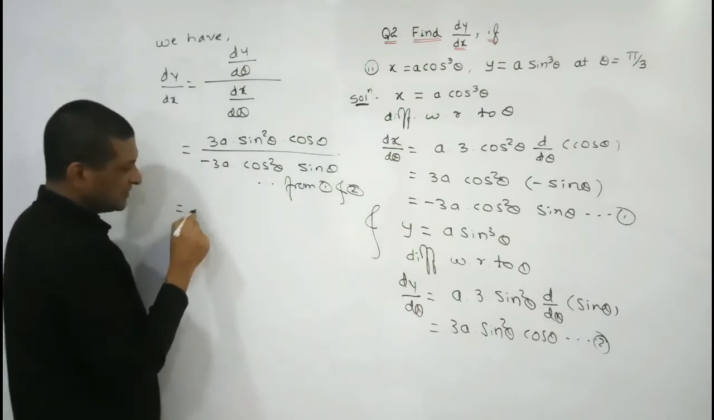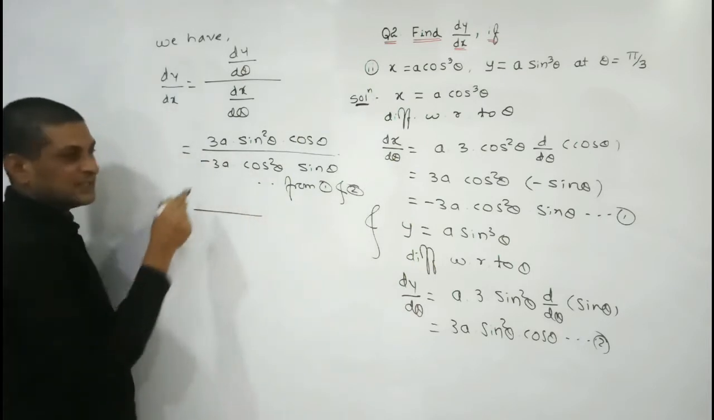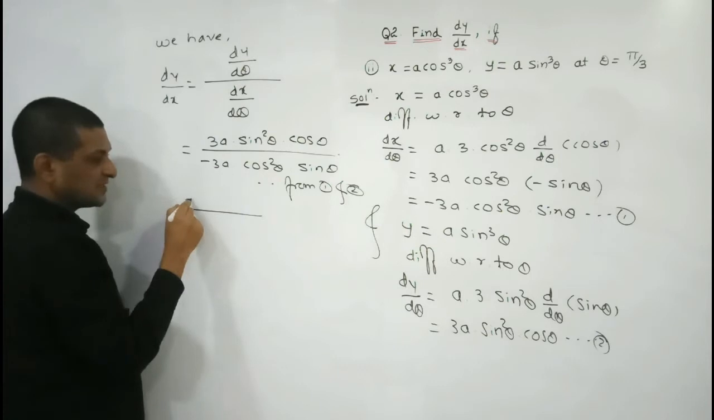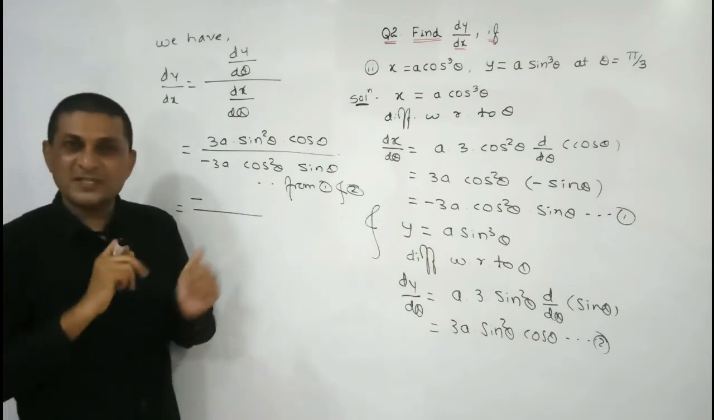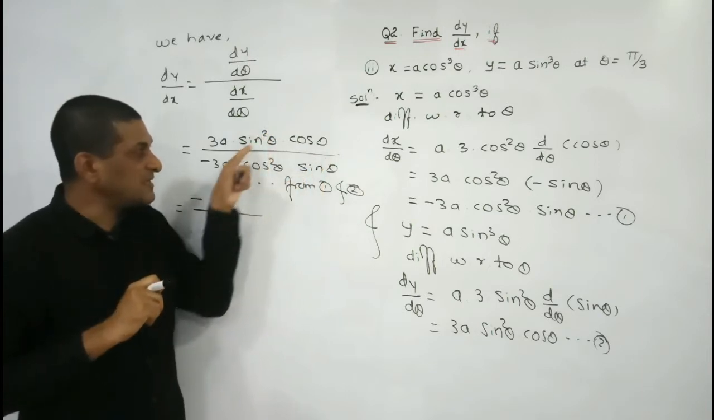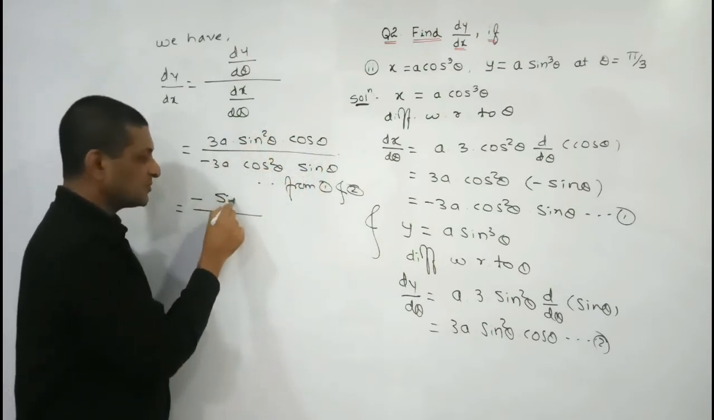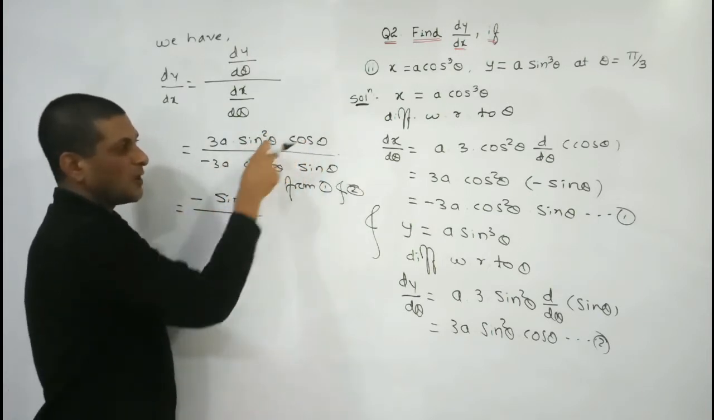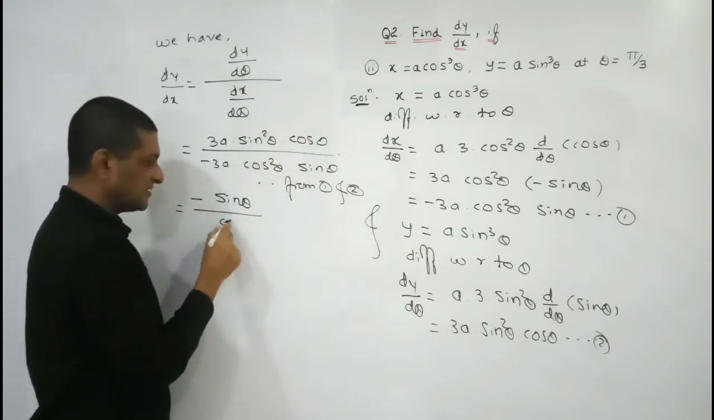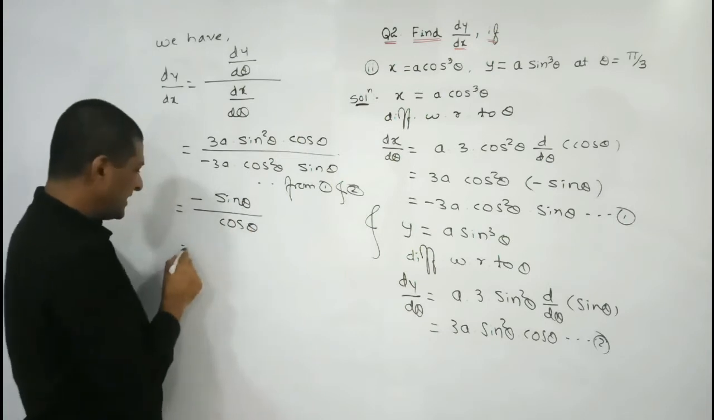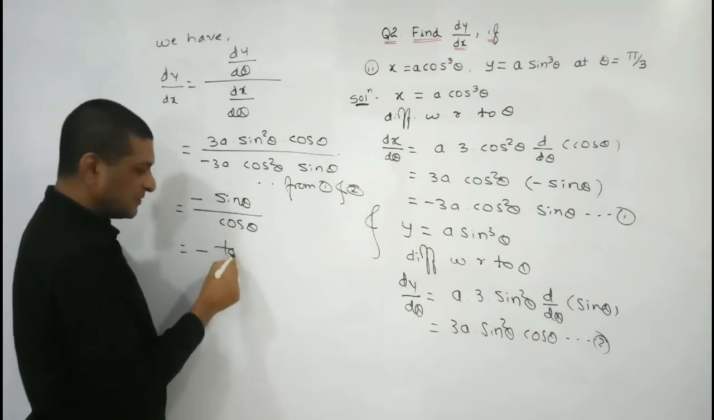Now let us simplify it. Here 3a and 3a will get cancelled, and the remaining term, write down this minus as it is. Again if you observe the terms of sin theta, one sin from the numerator will get cancelled, so here the remaining term is sin theta. And cos from the numerator and denominator will get cancelled, so here the remaining term will be cos theta. And minus sin upon cos can be replaced by what?